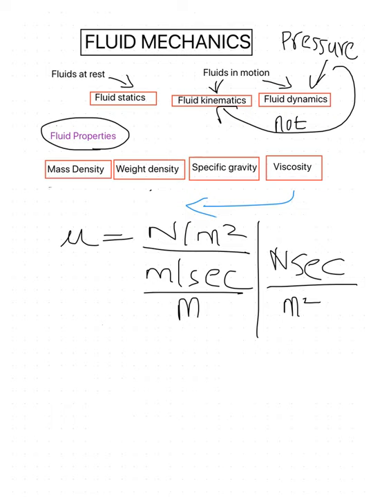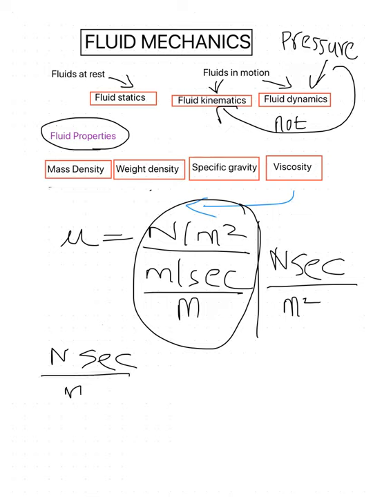Now, we have considered all the SI units here. Newton is the SI unit of force, meter is the SI unit of length, and second, irrespective of SI or CGS, is the same. So all we have got is Newton second per meter square. This Newton second per meter square is also referred to as Pascal second. That is another unit of dynamic viscosity. So the dynamic viscosity unit is Pascal second or Newton second per meter square. This is considering the SI unit.